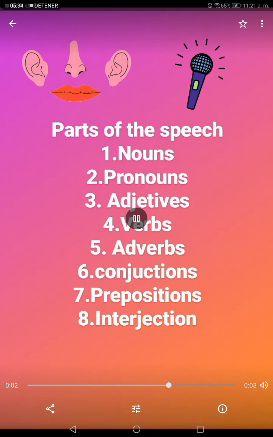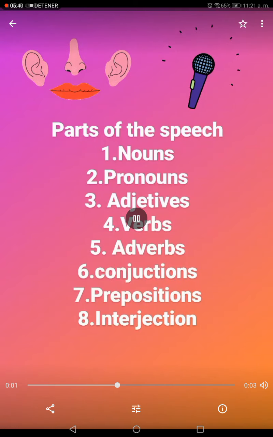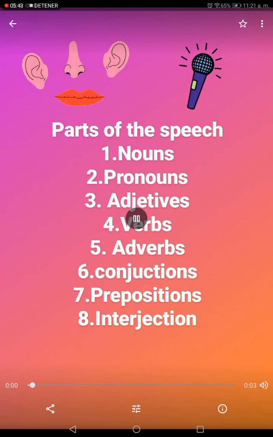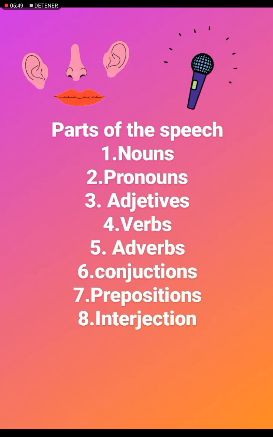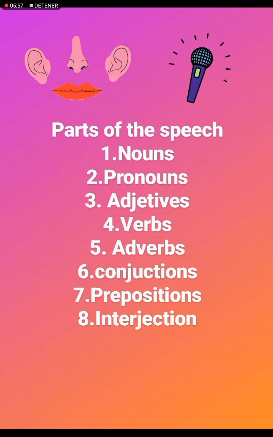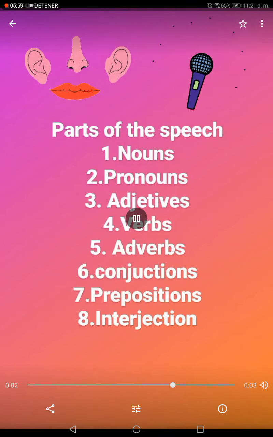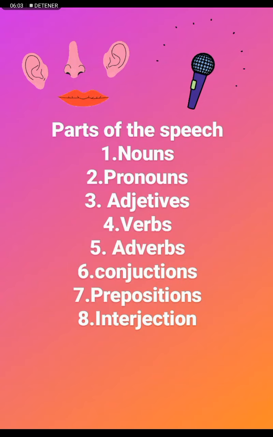Then we have the adjectives. We use the adjectives to describe the nouns. For example, if you want to describe a person, if you want to describe a place, if you want to describe an object. After that, we have the verbs. The verbs are words that represent action. Si esa palabra representa una acción, ya sea física o mental, it must be called verb. Es un verbo. Then we have adverbs.